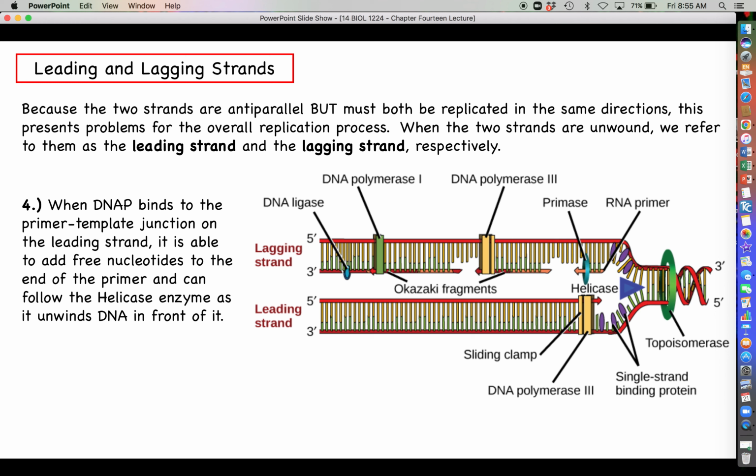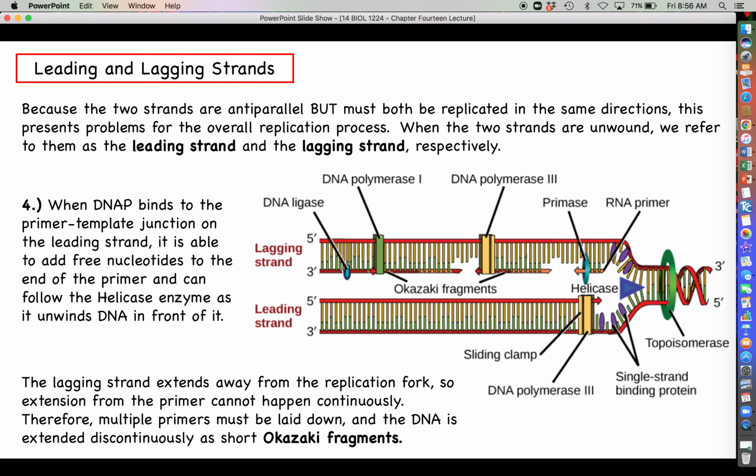So when the DNA polymerase binds to the primer template junction on the leading strand, because the synthesis is going from 5' to 3' towards the outgrowing DNA replication fork, DNA polymerase is able to add free nucleotides and just continue to follow the DNA helicase enzyme as it unwinds the DNA in front of it. So in this case of the leading strand, DNA polymerase is able to extend the DNA in a continuous manner without ever really having to stop.